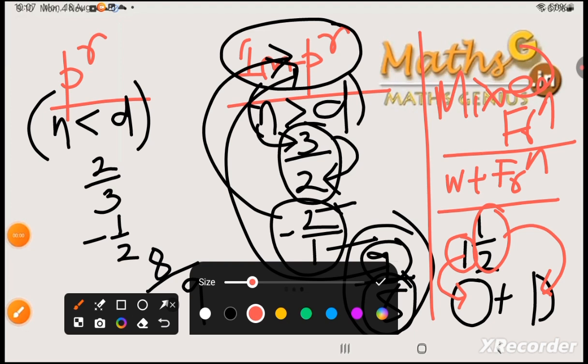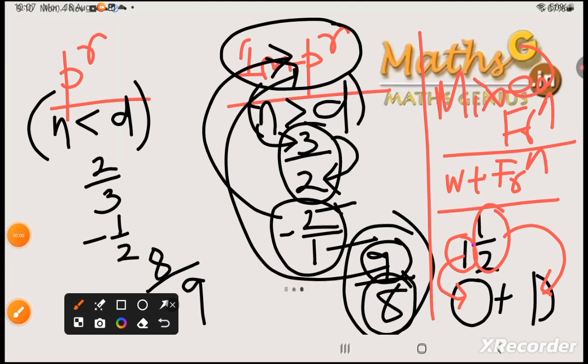So here, in this case, we will read it as 1 whole 1 by 2. This is a mixed fraction because it is a mixture of a whole number plus a fraction.